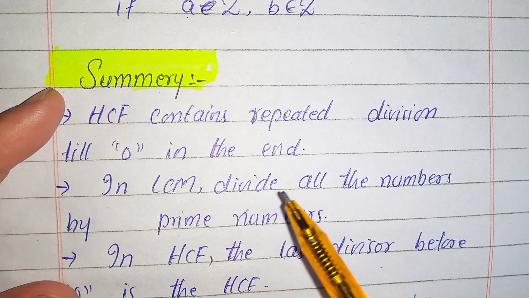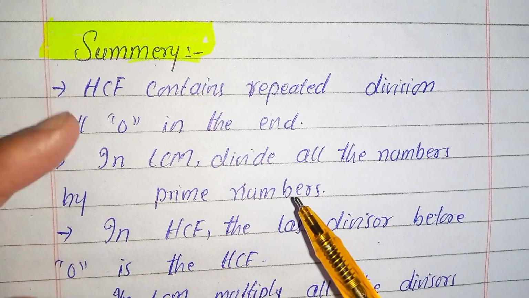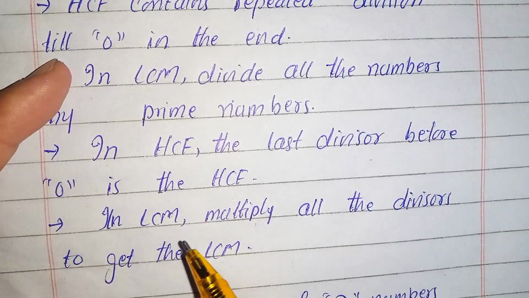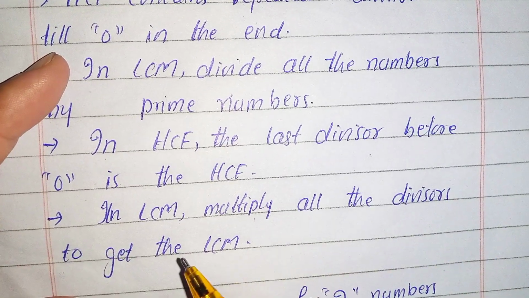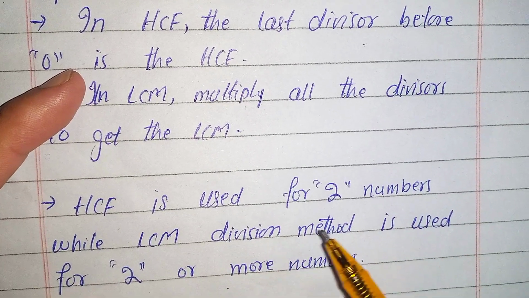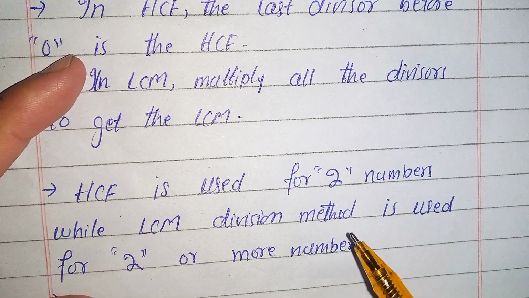In LCM, we have to divide all the numbers by prime numbers. In HCF, the last divisor before 1 is the HCF, but in LCM, we multiply all the divisors to get the LCM. HCF is used for two numbers, while the LCM division method is used for two or more numbers.